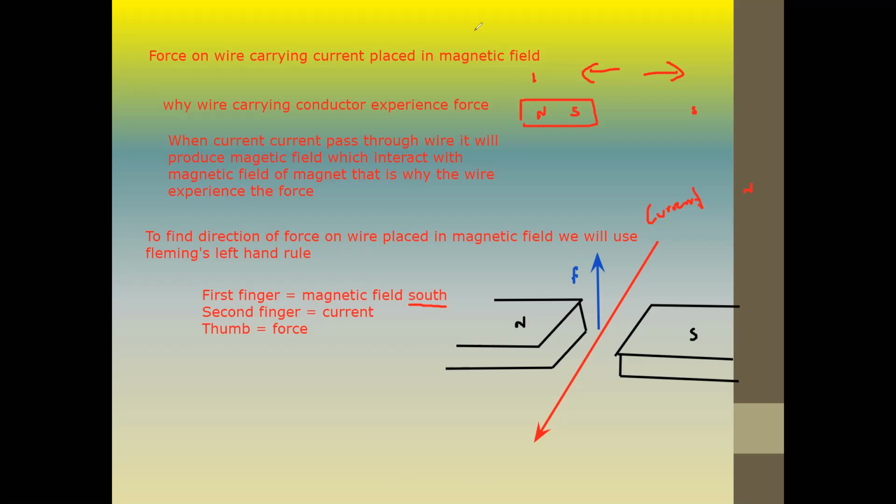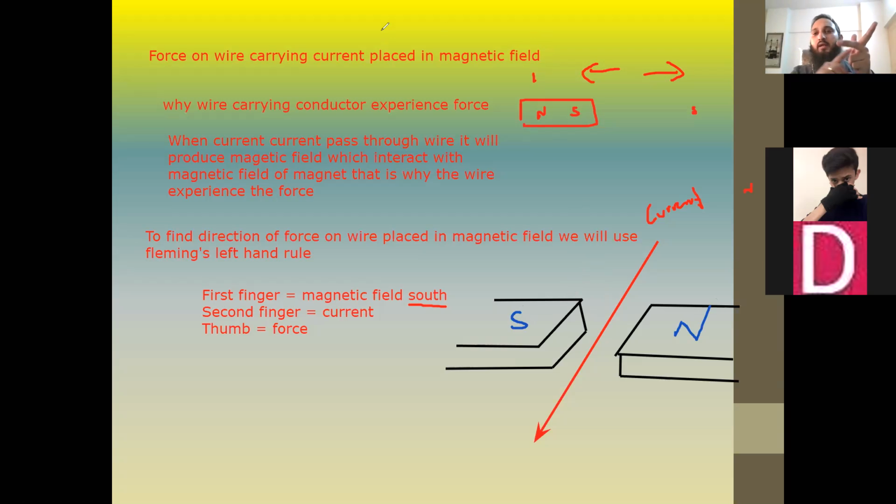Now what will happen if I change the north and south, like for example, so I change north and south. Now on the left hand side I have south, on the right hand side I have north. And I want to find the direction of the force. The current direction does not change.